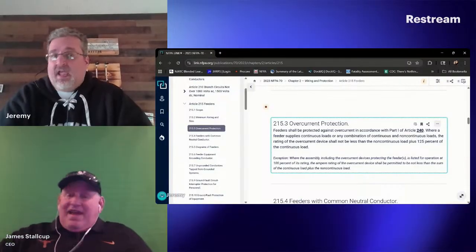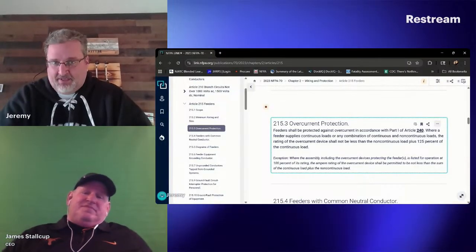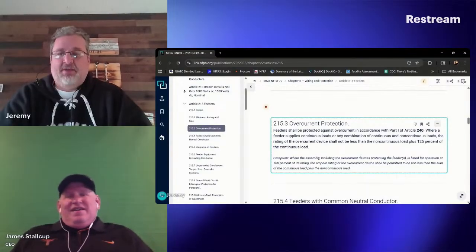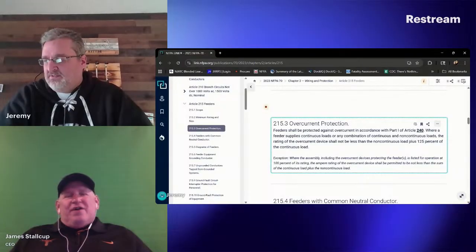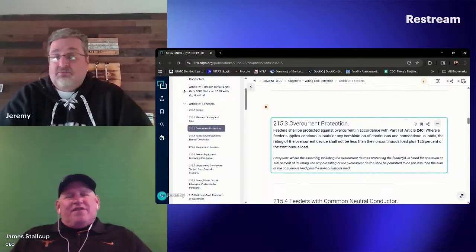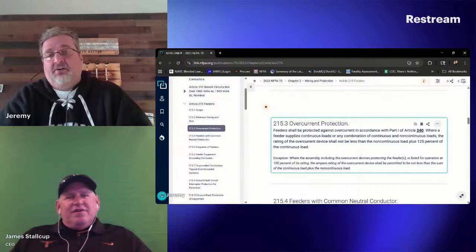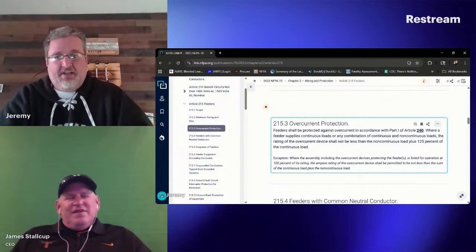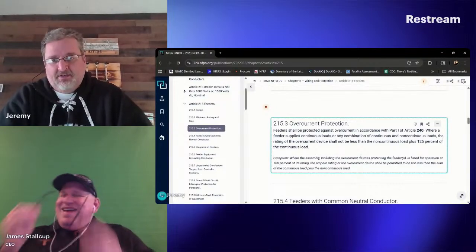It says that. Now, it has to be at least that big. It literally has to be that big. It literally says to go look at Article 240 Part 1 too. True. But where does it say in Article 240 I can ignore 215.3?